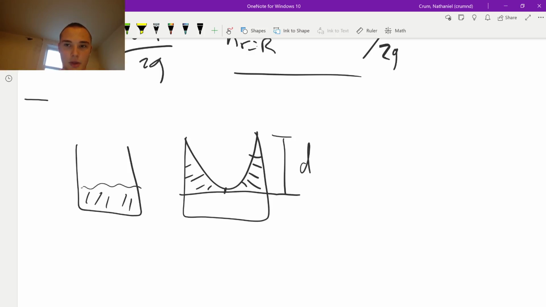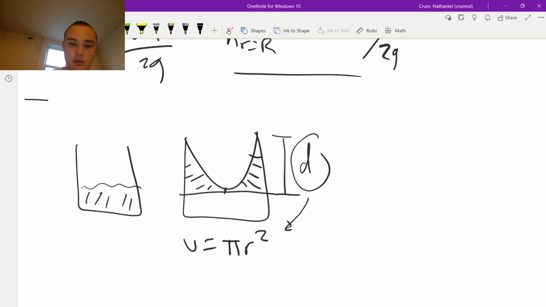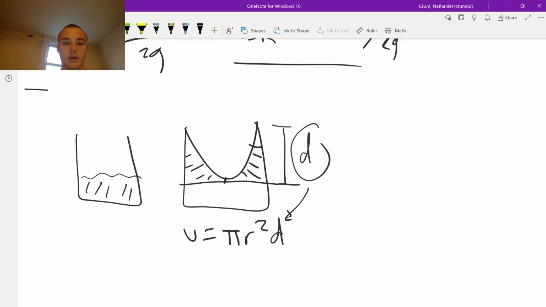So if we think about it, we can say that the volume of this right here is equal to pi R squared times the height. So we can say our volume is equal to pi R squared times d, and we are going to save this equation to input into our other volume equation in a minute.